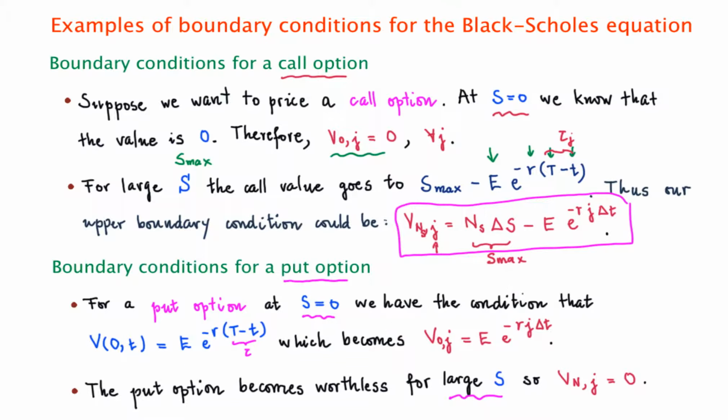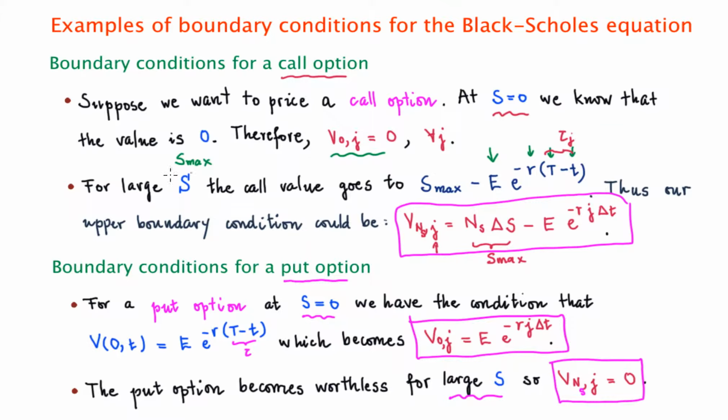On the other hand, the put option becomes worthless for very large S. So for very large S, the value of the option corresponding to the index N_S and time j will be given by 0. So these are the two boundary conditions we have for the put option. There are specific boundary conditions which specify this kind of option that we have.